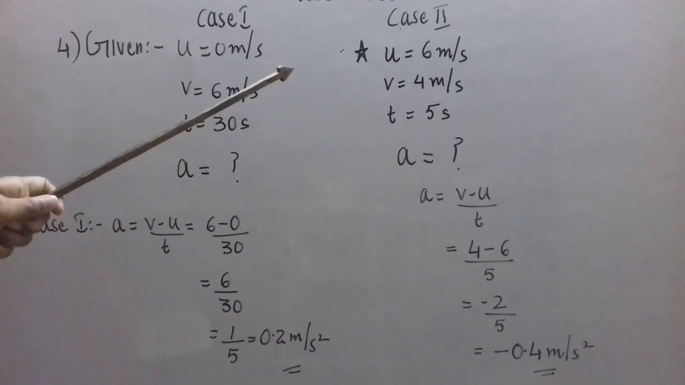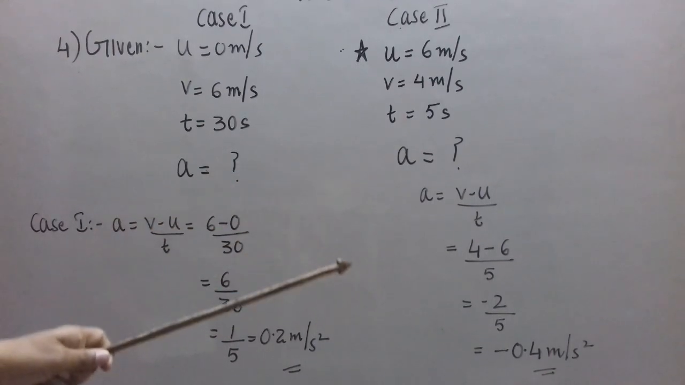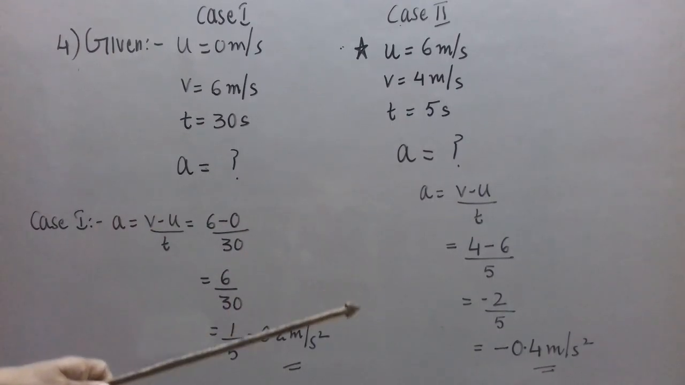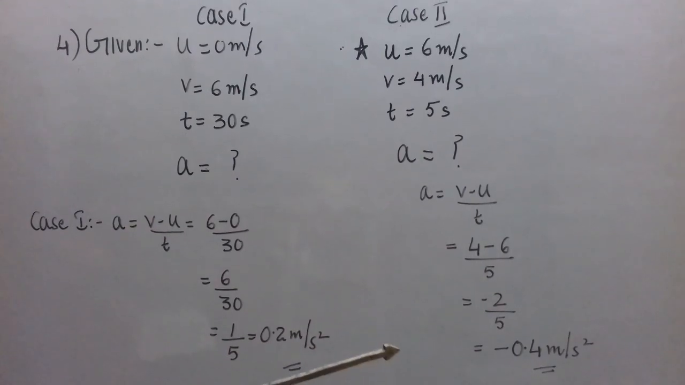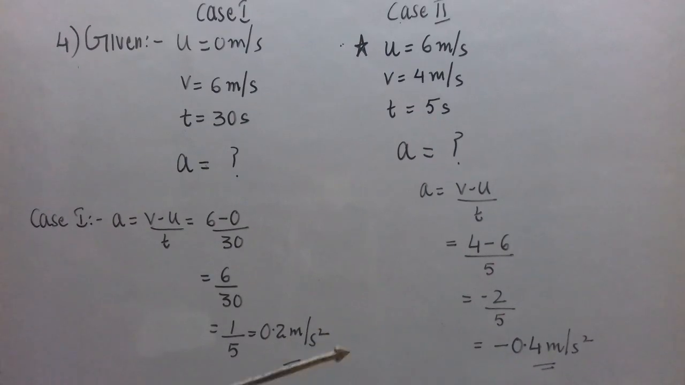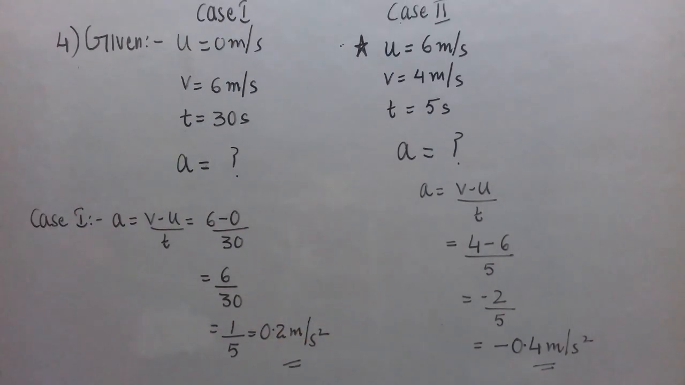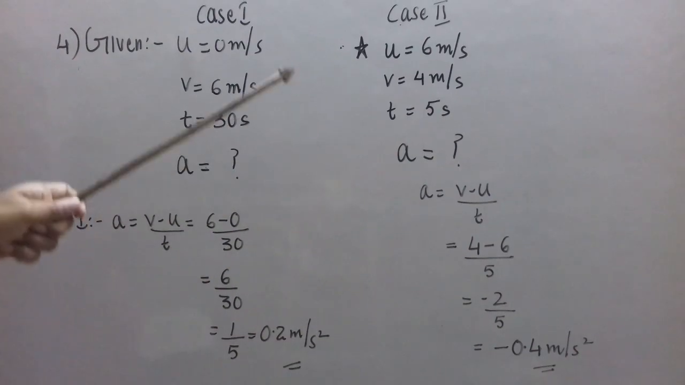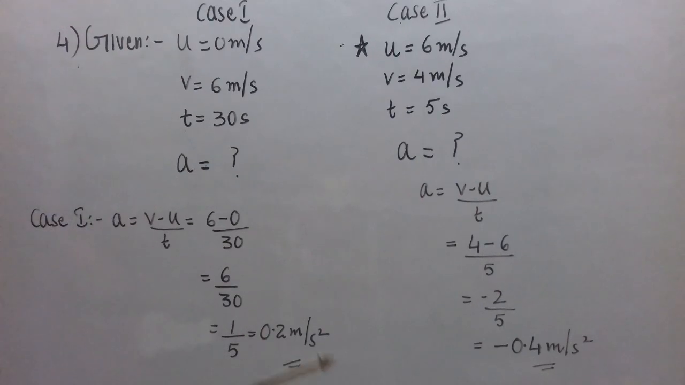V is 4 and U is 6. So 4 minus 6 divided by time 5 comes out to be minus 2 upon 5, which is minus 0.4 meter per second square. We know it has to be negative. Why? Because this is a case of retardation, as brakes are applied and velocity or speed is decreasing. I hope this is clear to you.